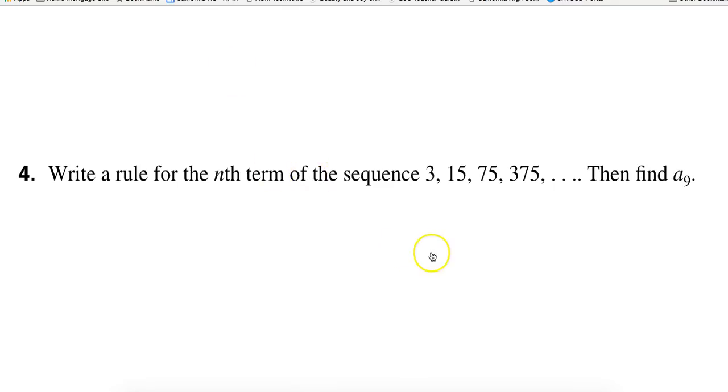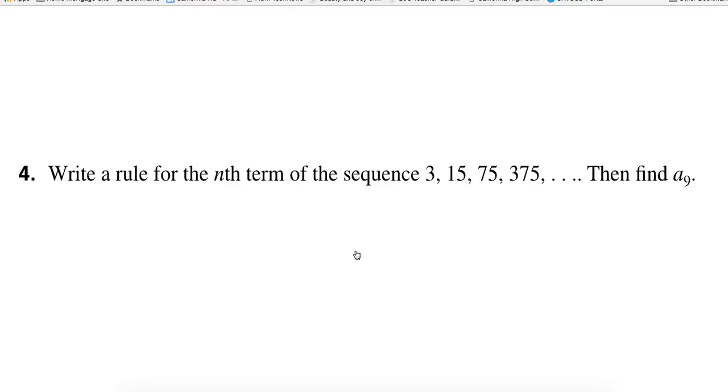So what I want you guys to do for yours, you're just going to have one example right here, and it's going to be writing a rule for the nth term of a sequence. So you've got your sequence right here. Now, when you write your nth term rule, I know that you're going to have some exponents here with an n-1 power. Okay, make sure that you're clear when you write this out.